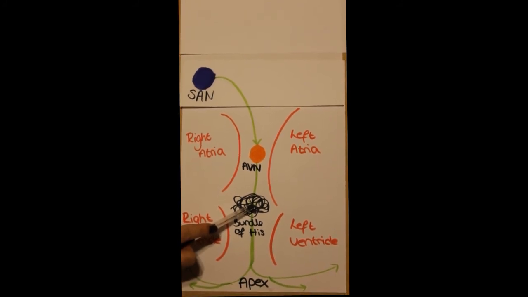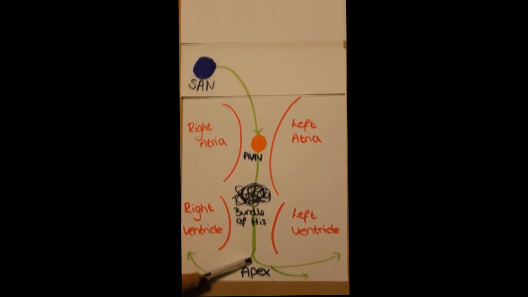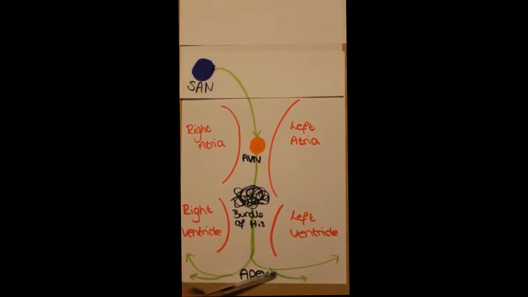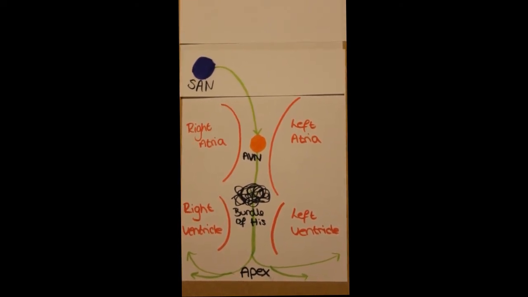The bundle of His conducts the wave through the atrioventricular septum to the base of the ventricles, where the bundle branches into smaller fibres. The wave of electrical activity is released from these fibres, causing the ventricles to contract quickly at the same time from the apex of the heart upwards.